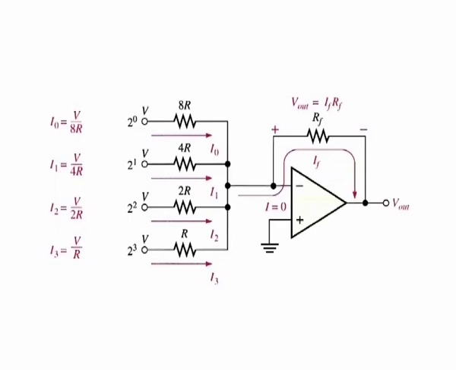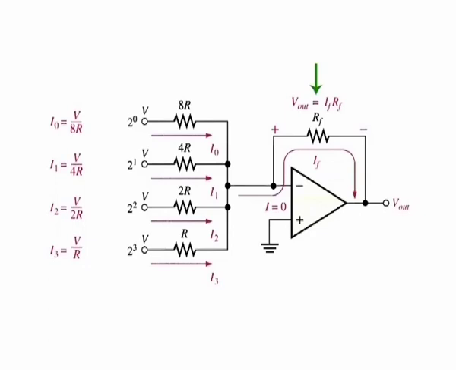Since there is practically no current into the op-amp inverting input, all of the input currents sum together and go through RF. Since the inverting input is at 0 volts, or virtual ground, the drop across RF is equal to the output voltage. So, V out is equal to IF times RF.